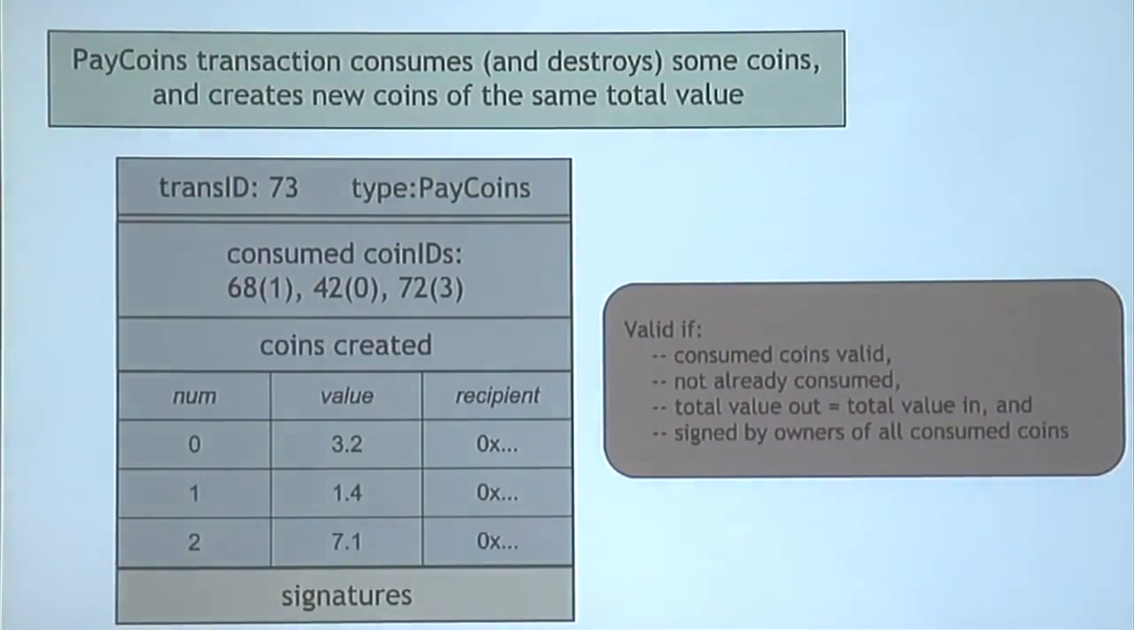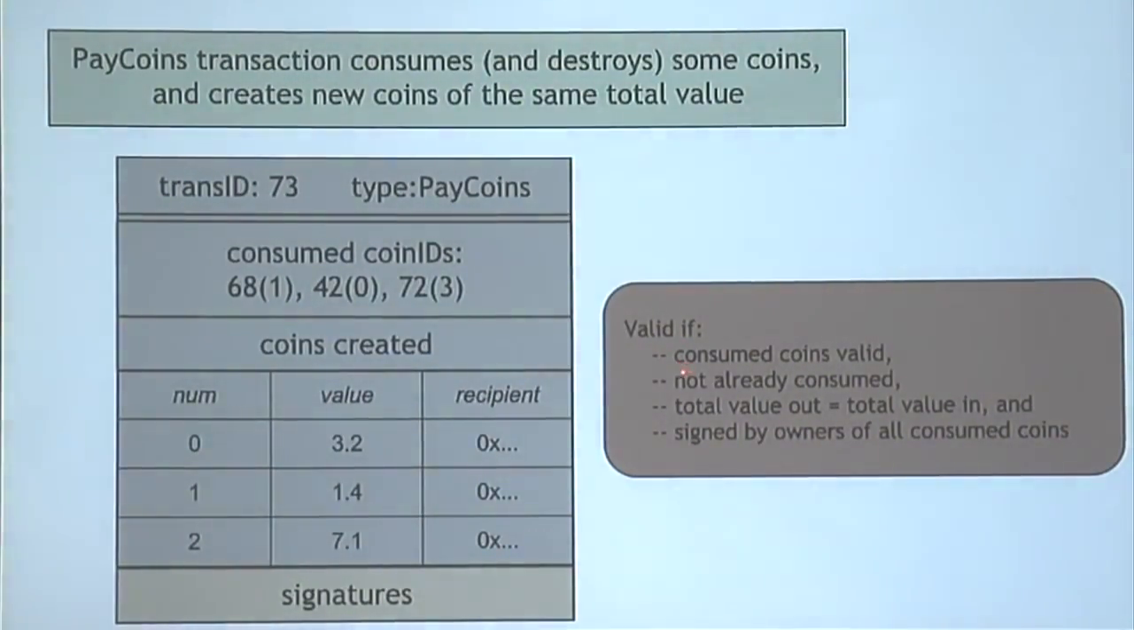The rules of Scrooge coin say that a pay coins transaction is valid if 4 things are true. First, if the consumed coins are valid, that is, they really were created in previous transactions. Second, that the consumed coins were not already consumed in some previous transaction. That is, that this is not a double spend.